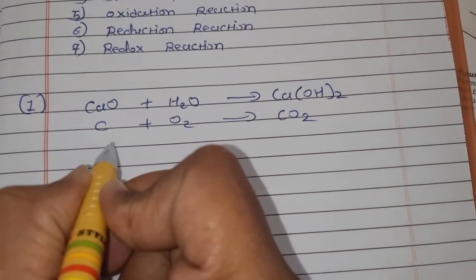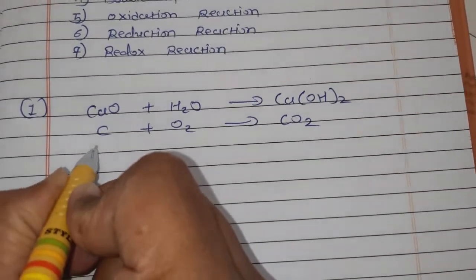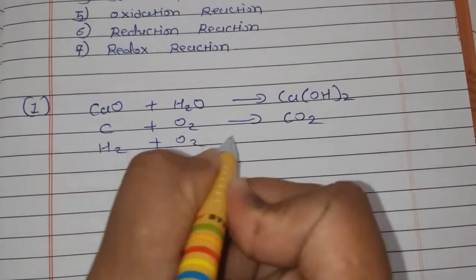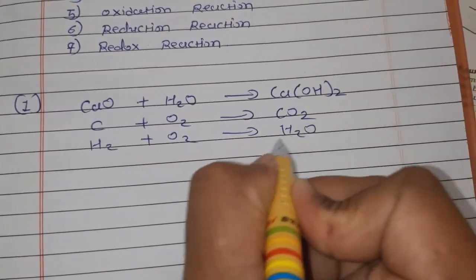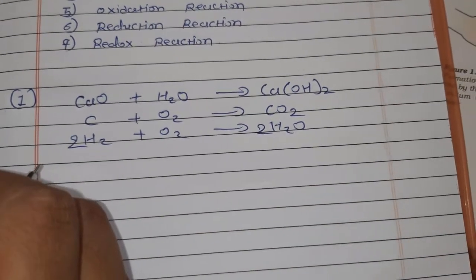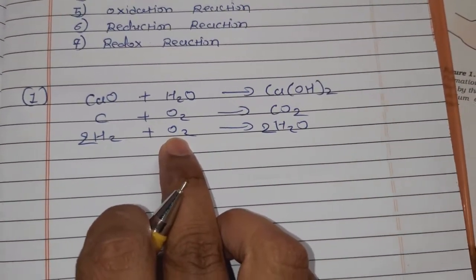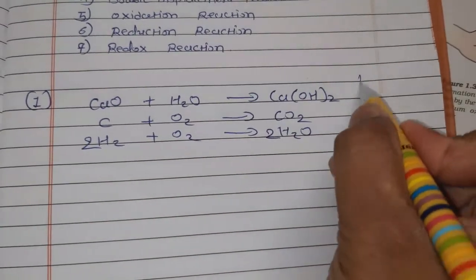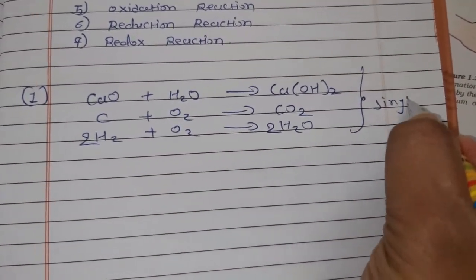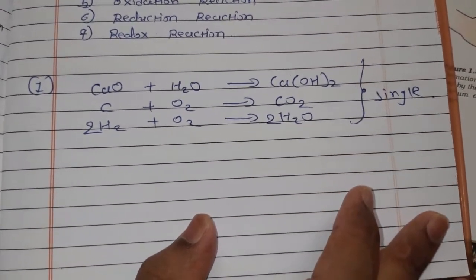The formation of water is also an example of a combination reaction. Hydrogen plus oxygen converts into H2O. If we want to balance it, then right here 2 and 2. So the balanced equation is this. We can say when two or more reactants combine together and form a single product, that is known as a combination reaction.